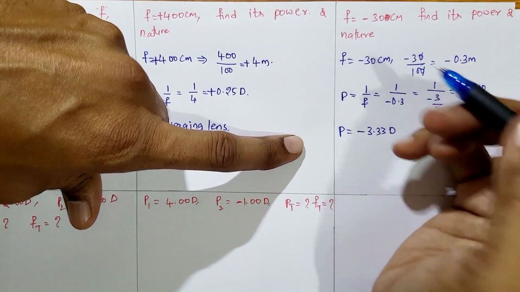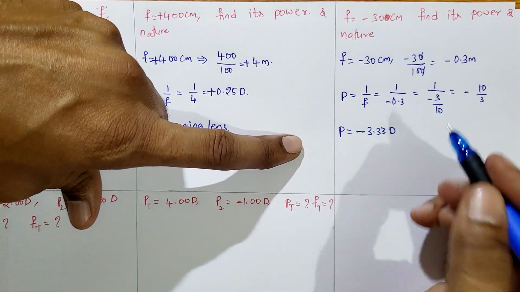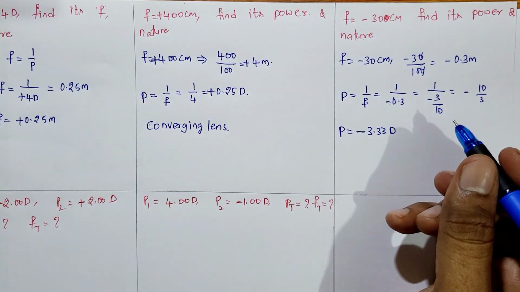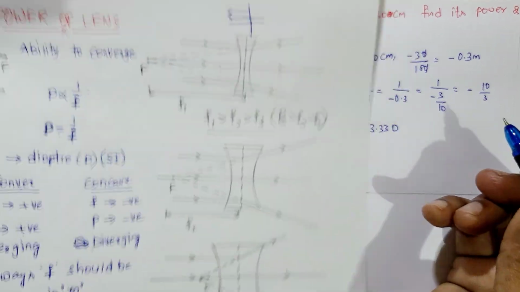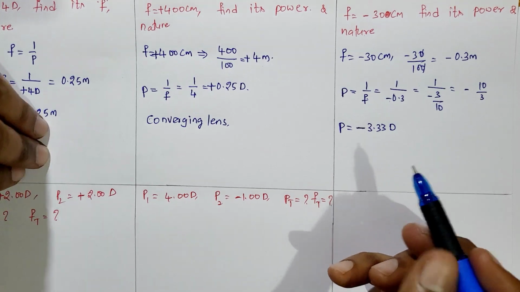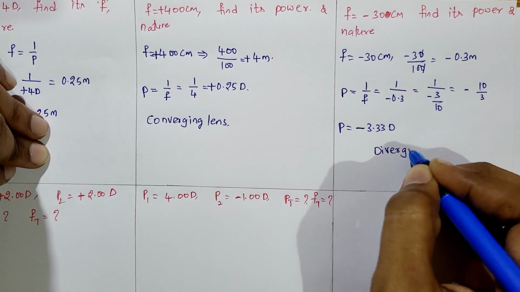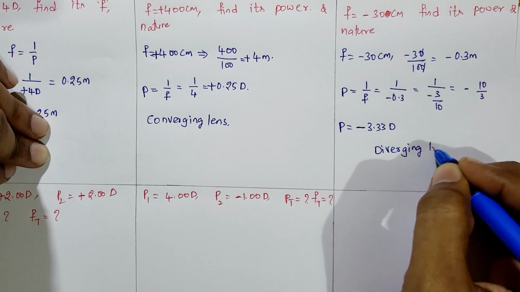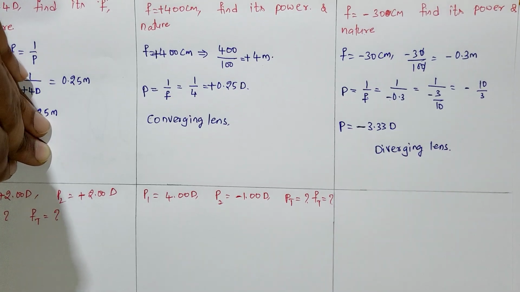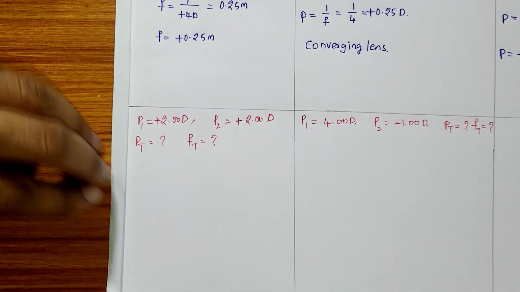And what is the nature? Negative. If negative comes, the nature will be diverging. See, negative comes means the nature is diverging and the lens will be a concave lens. So it is a diverging lens. Okay. Next, let us take some more problems.